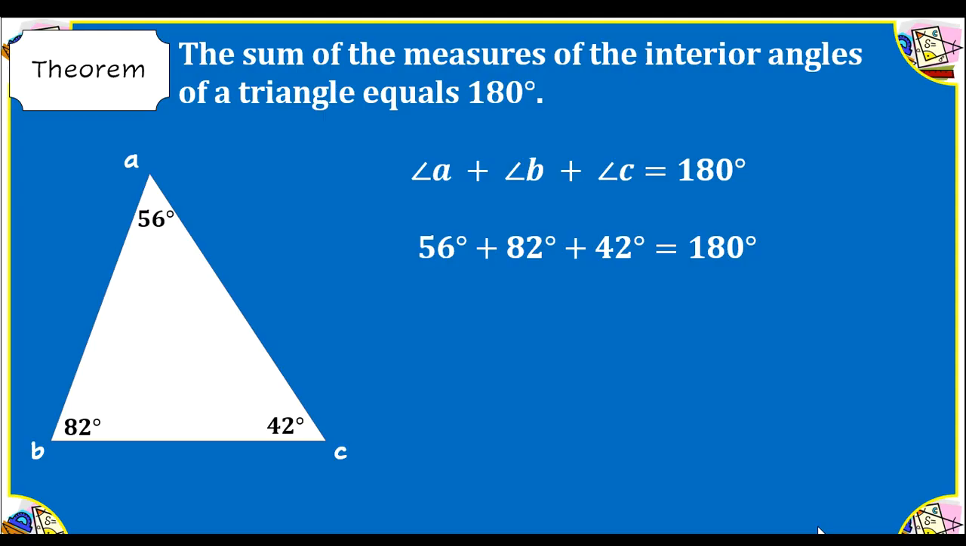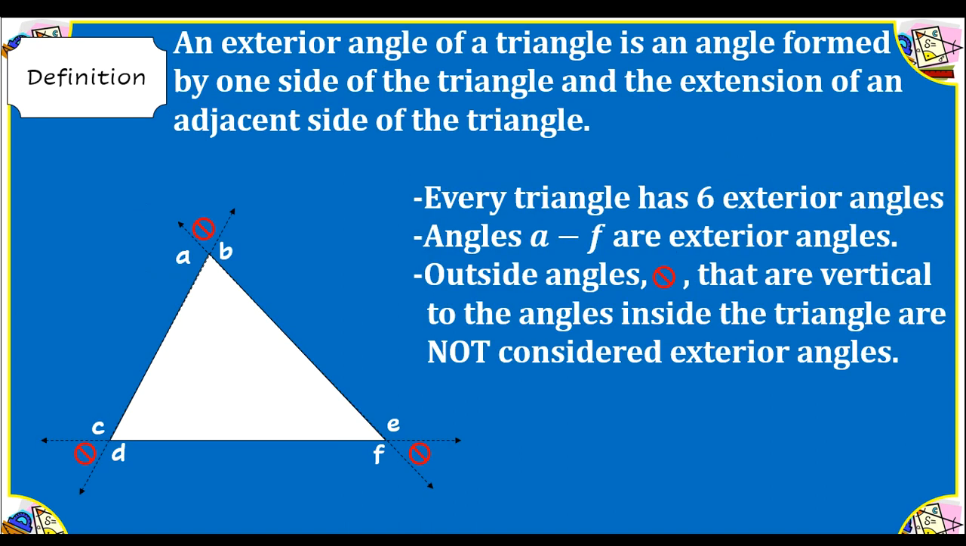Okay, for the next part, we're going to go through the angle relationships of a triangle as well as the practice problems. So the sum of the interior angles of a triangle is 180. Then we have the exterior angles. Exterior angles are the angles that are formed by one side of the triangle and the extension of an adjacent side.